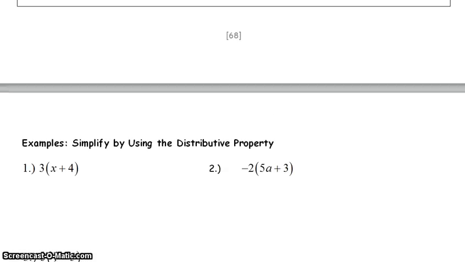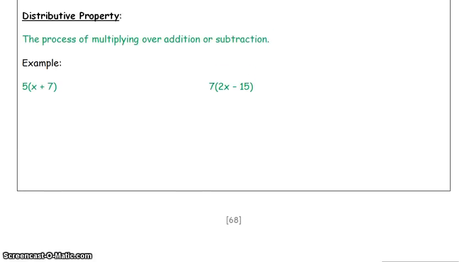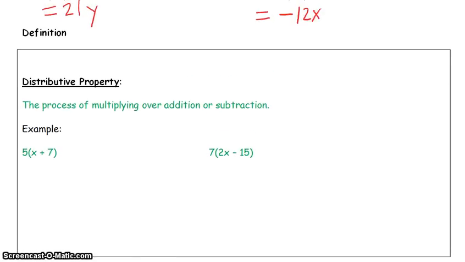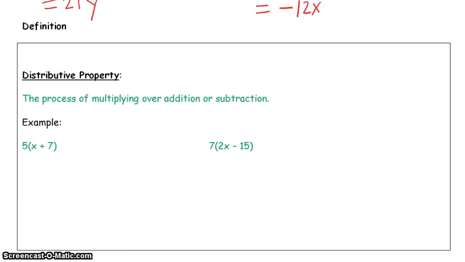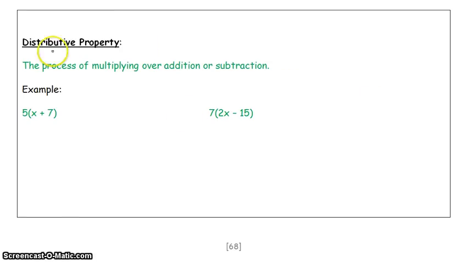I'm going to have to scroll back up because I hit the wrong button and it scrolled down a little too fast. So coming back up here, we have the definition of the distributive property. The distributive property is the process of multiplying over addition or subtraction. So we come here to this first example. We have 5 multiplied by the parenthesis of x plus 7. Now inside this parenthesis, we have a plus sign here. So that is addition. So we can multiply over those terms.